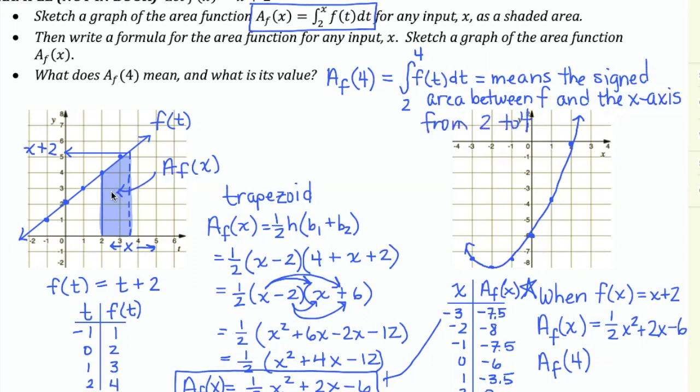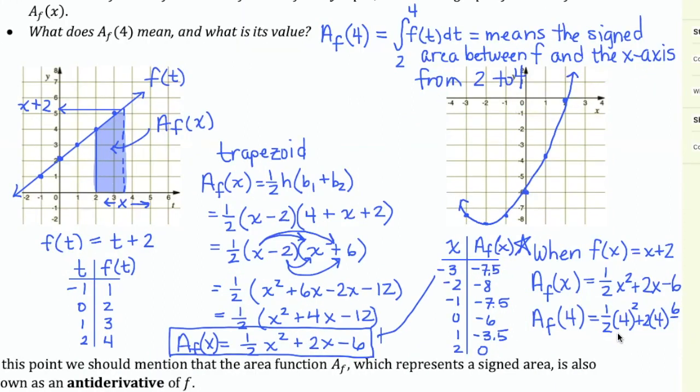The area function is the signed area, the area between the function and the x-axis from 2 to a particular x value, which in this case, the input is 4. So from 2 to 4. So that's the meaning. And to figure out what its value is, I would just go ahead and substitute 4. If you do the math on that, you will get an output of 10. So A sub f of 4 is actually 10.